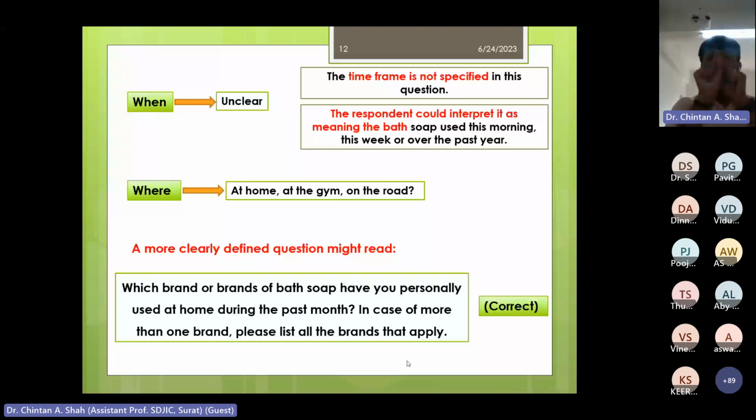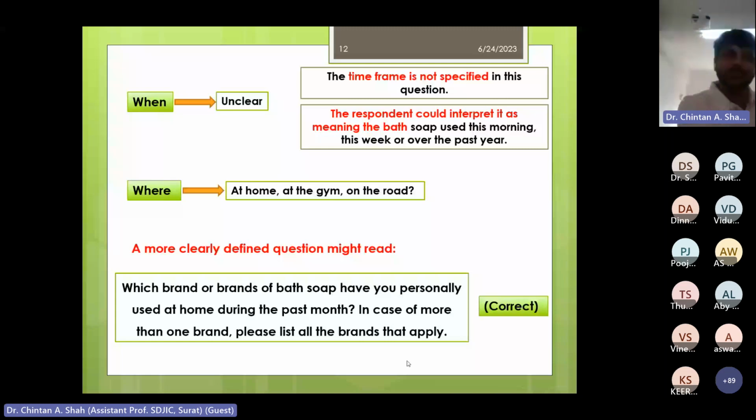Whenever you are drafting or designing a question, you can ask certain questions in this manner. Which brand or brands of bath soap have you personally used at home? Here you specify at home, or at office, or at the gym, or outside the home, during the past month.